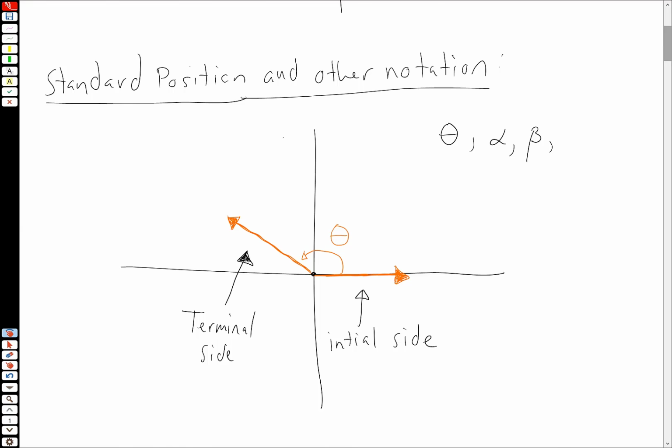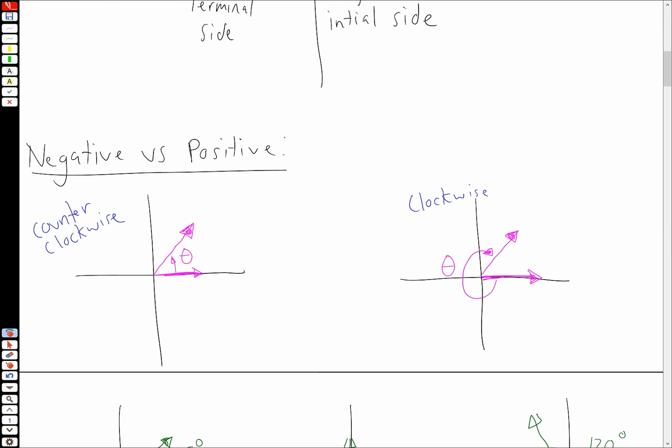Now, the standard convention for angles is the following. If you rotate counterclockwise, this is what we call a positive angle, so whatever units we're using, it'll be a positive measure. Now, if you rotate clockwise, like this angle, we would consider this a negative angle. So again, counterclockwise is positive, clockwise is negative. Anti what you might think.